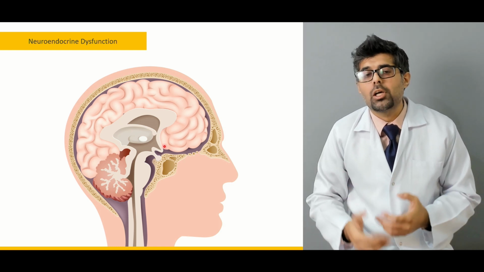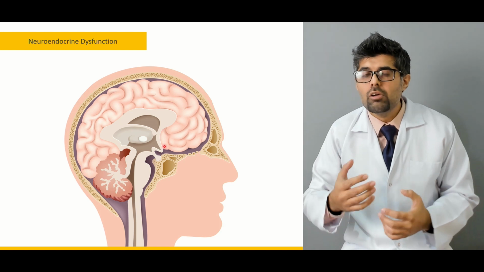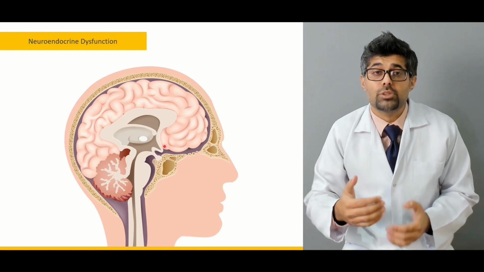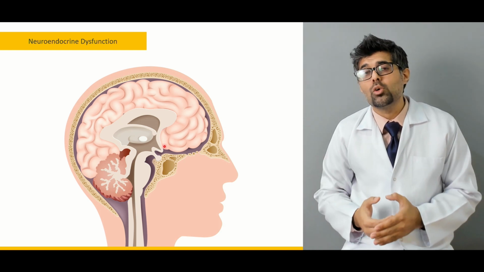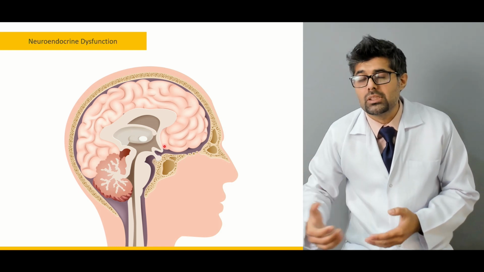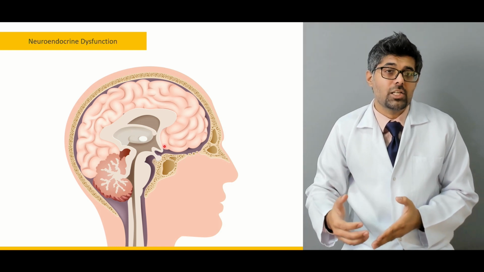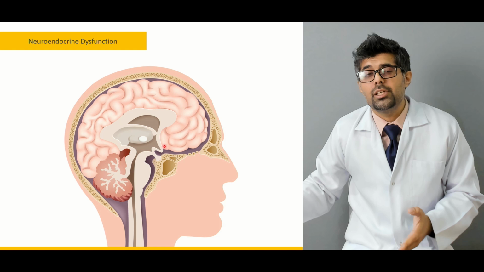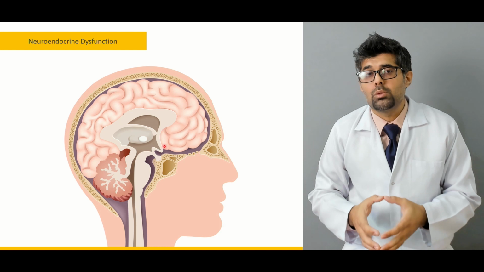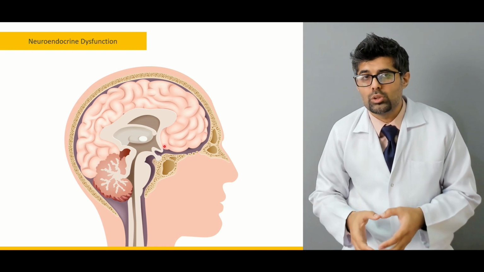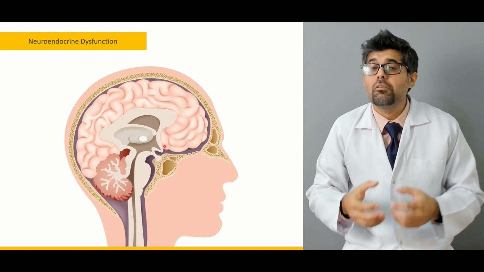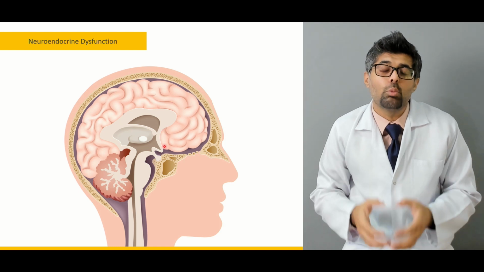Usually, whenever we're talking about neuroendocrine dysfunction, we are usually talking about the anterior lobe, because the anterior lobe produces the hormone. The posterior lobe only stores the hormones. It is actually the hypothalamus that produces those hormones, the ADH and the oxytocin, but the anterior lobe is the one that produces the hormone. So whenever we talk about neuroendocrine dysfunction of the pituitary gland, we're actually talking about the anterior lobe of the pituitary gland.